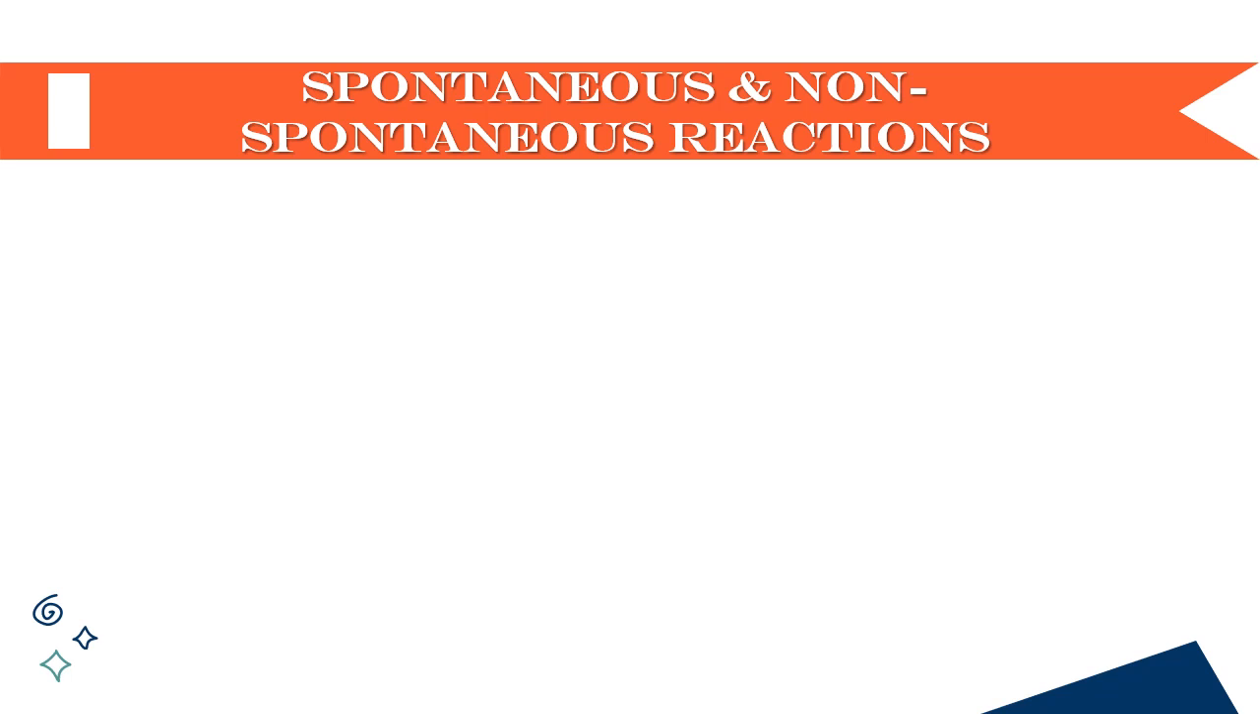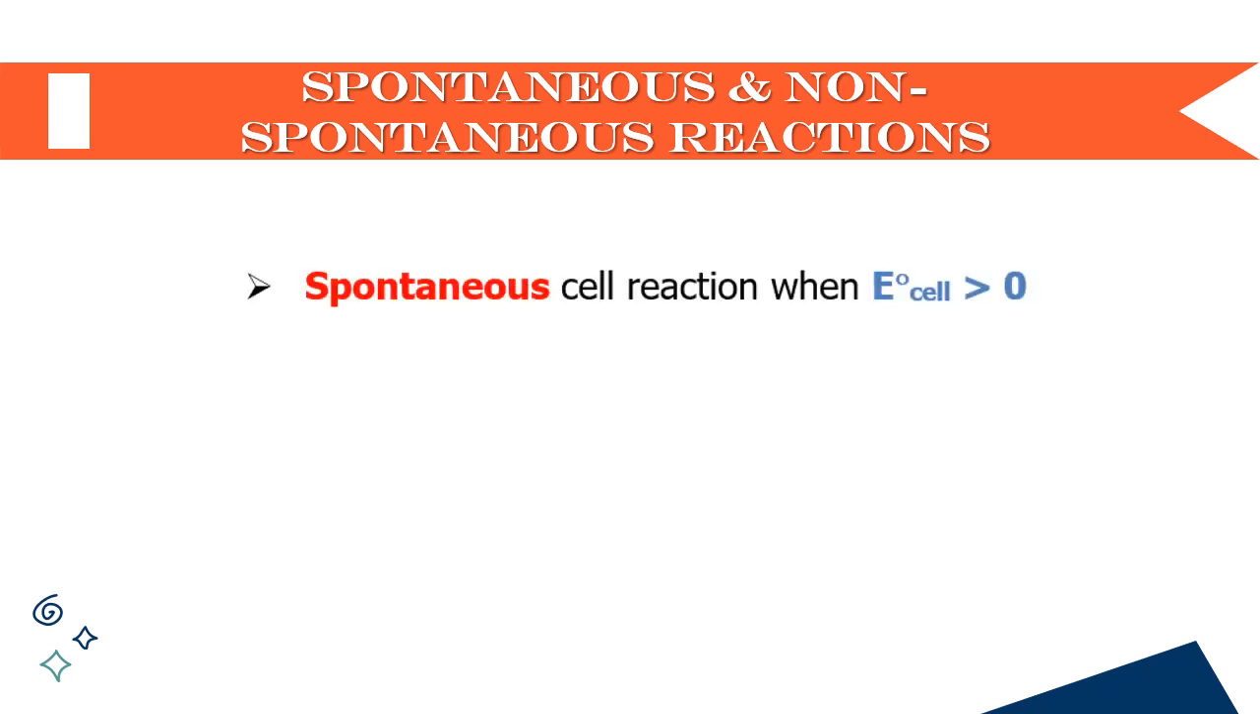And then you will get a positive value reading on your voltmeter. That will show that your reaction is spontaneous. It can occur naturally without us introducing anything into the system. So if we have a spontaneous reaction, the value of the E naught cell will be more than 0. Where do we get the value of E naught cell? Read from the voltmeter. So if you have a positive value, you have a spontaneous reaction.